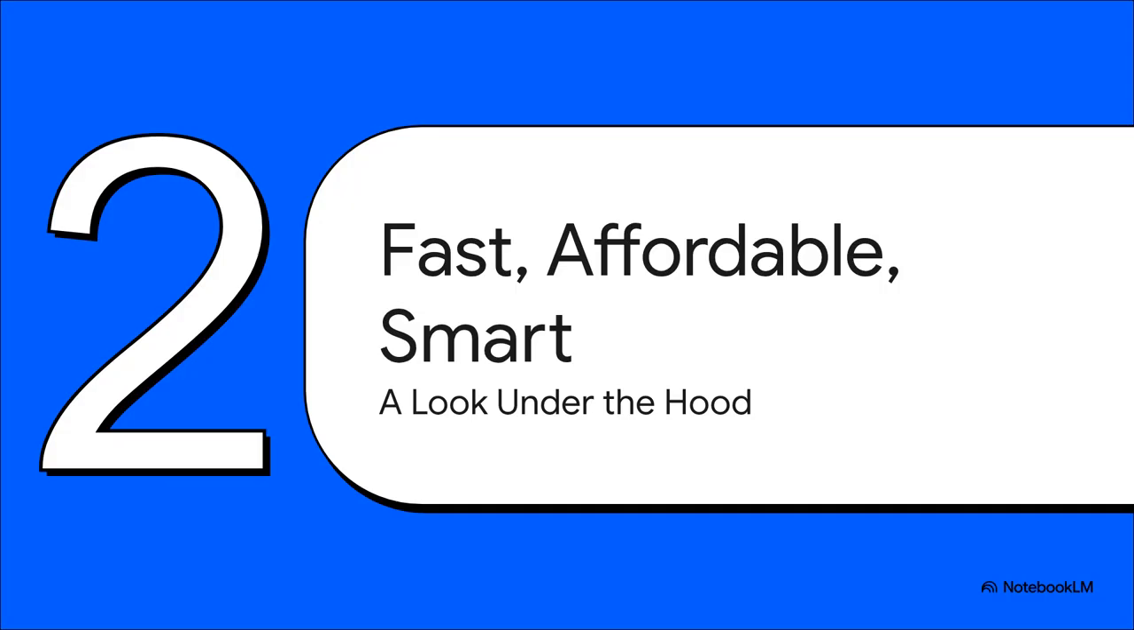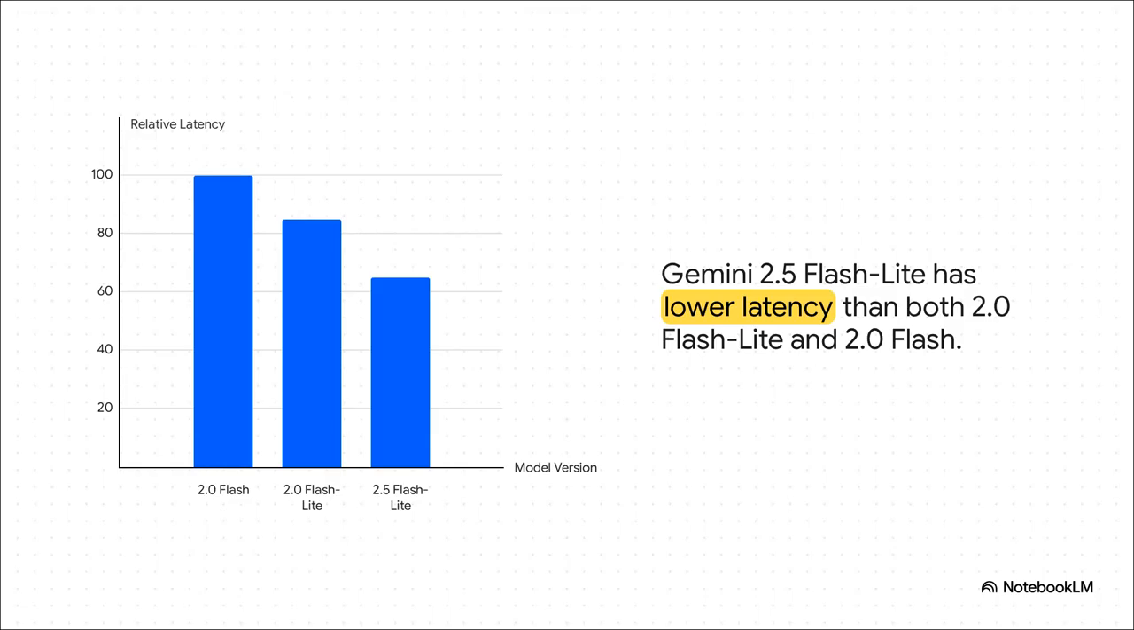Okay, so that's the promise. But how did they actually pull it off? Let's take a look under the hood and see what makes this model a potential game changer. First up, speed. It is ridiculously fast. Latency is just a fancy word for that delay before you get a response. And as you can see here, this new model has lower latency than both of the previous Flash models. That means quicker answers, which is crucial for a good user experience.